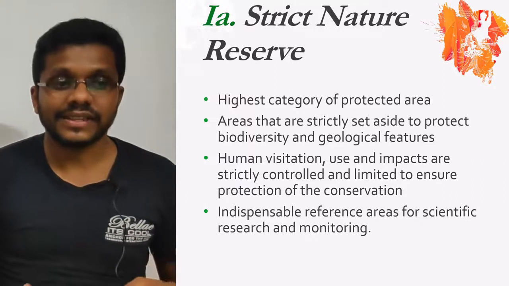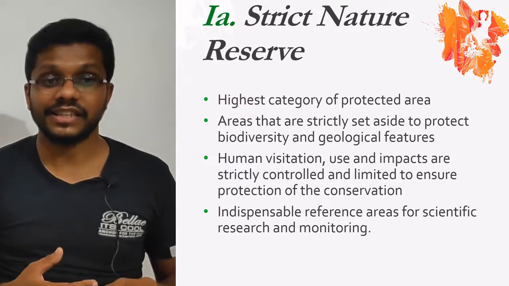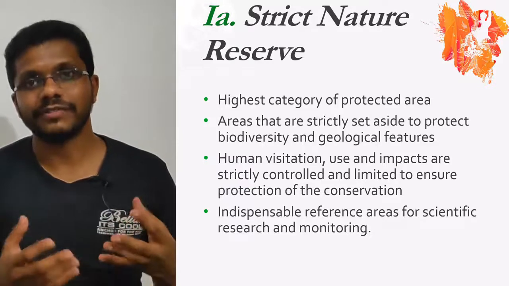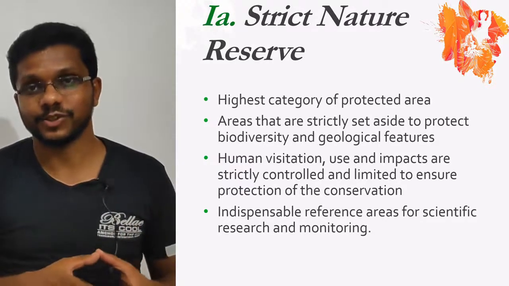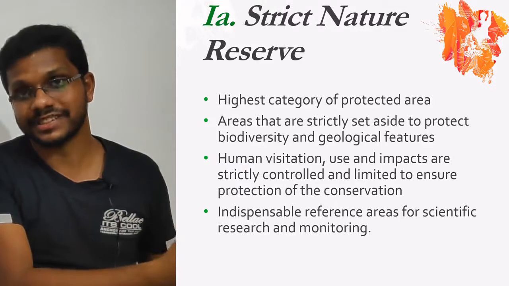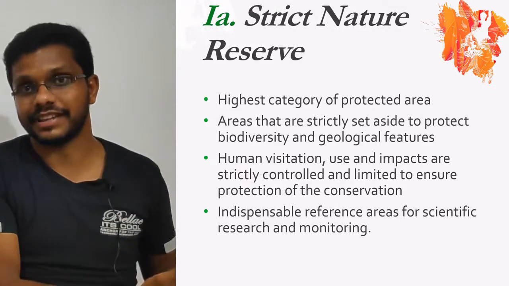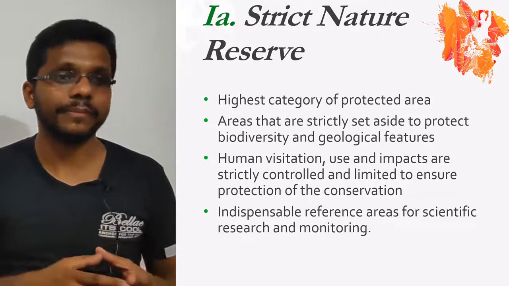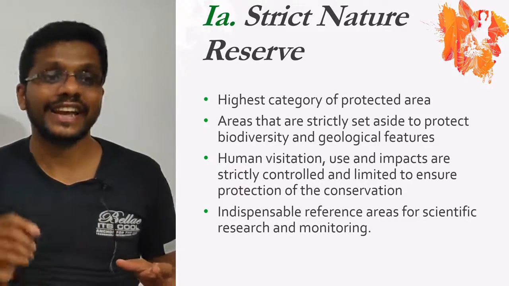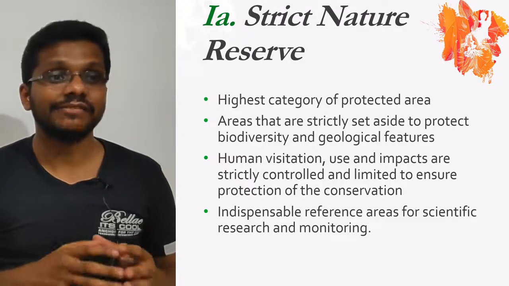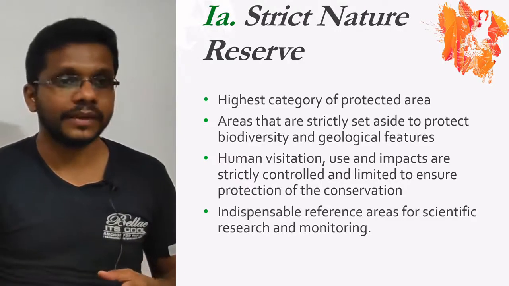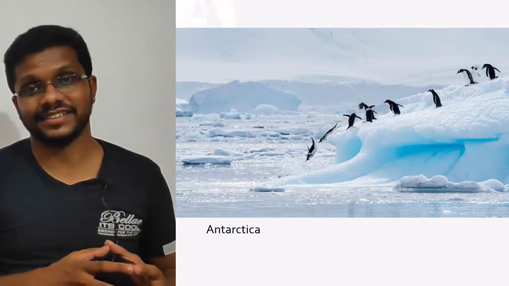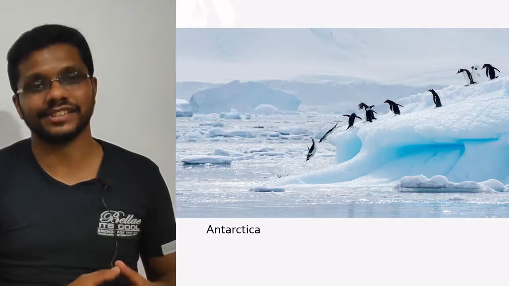It serves as an indispensable reference area for scientific research and monitoring. There should be some areas on this globe where there are no human activities, so that at least for research purposes we can use it as a reference material. Without human activities, what happens? That type of reference is given by this IUCN 1A type of protected area, which is called strict natural reserves. An example for the 1A area is Antarctica. It is a highly conserved area.